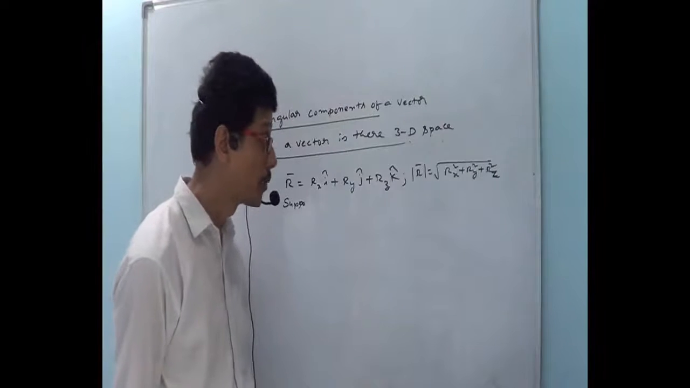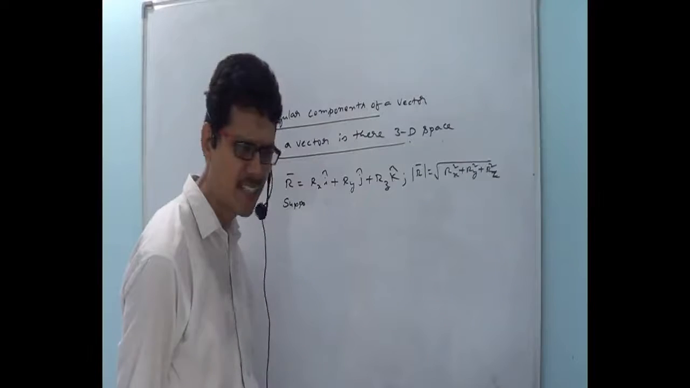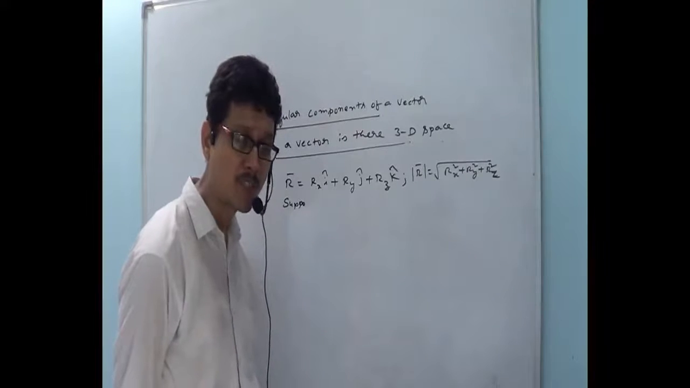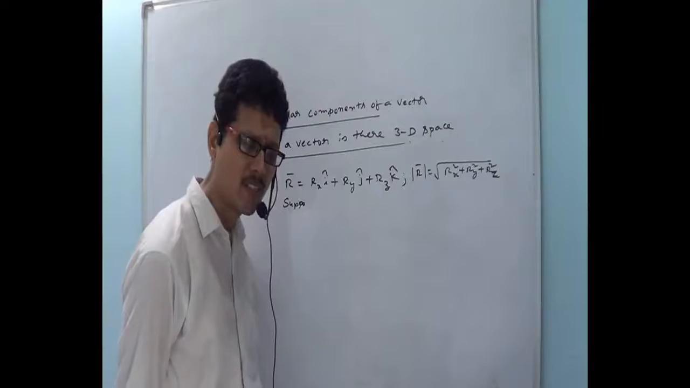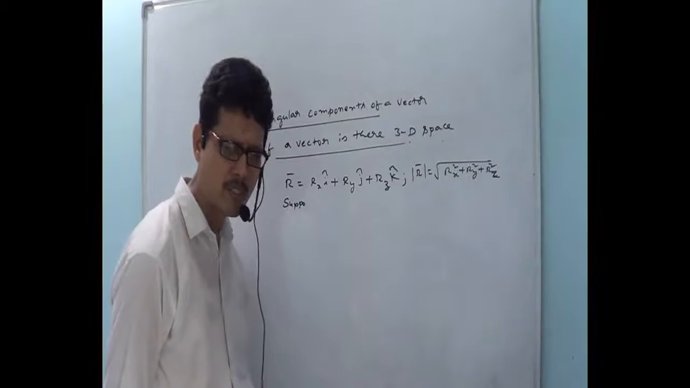And if a three-dimensional vector is there, x i cap plus y j cap plus z k cap, what is the magnitude of the resultant of the vector? Root x square plus y square plus z square.